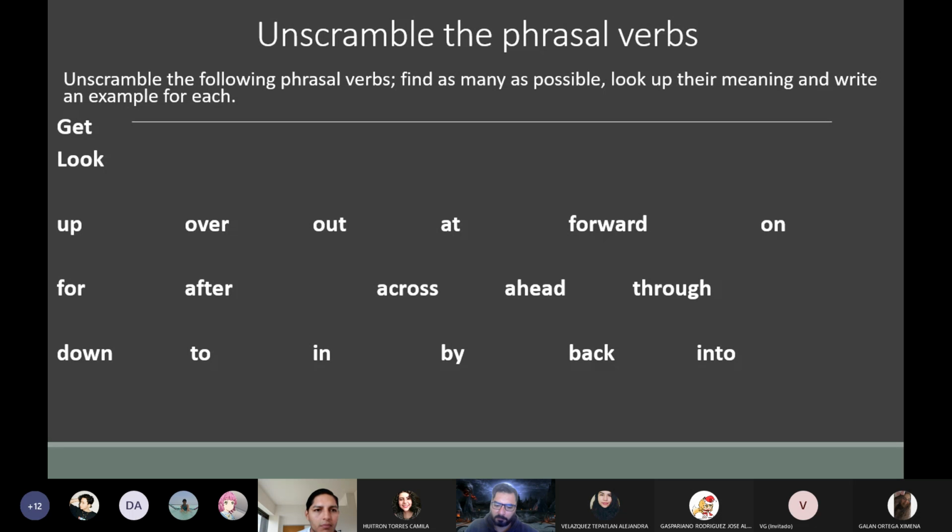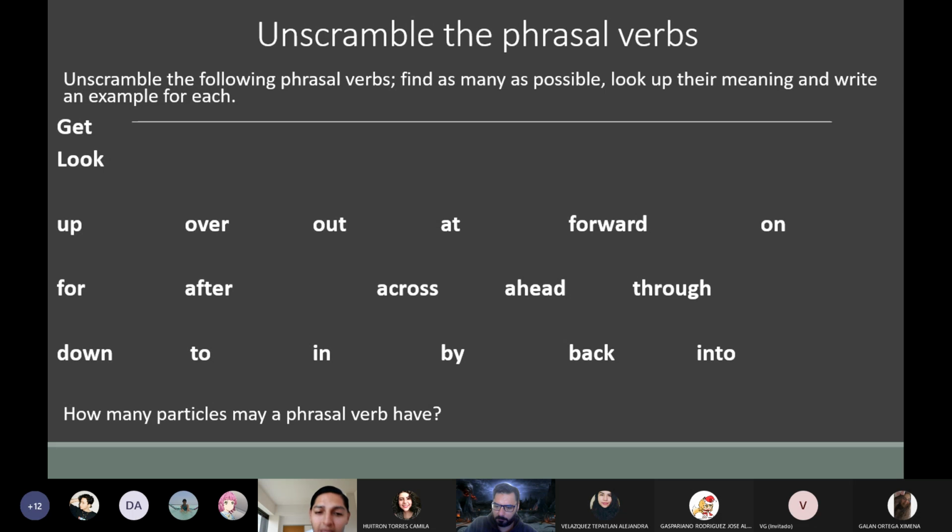You have many phrasal verbs here, such as look at or look forward to, or look back, etc. So you have this third piece of homework: 10 flashcards with phrasal verbs. Okay.